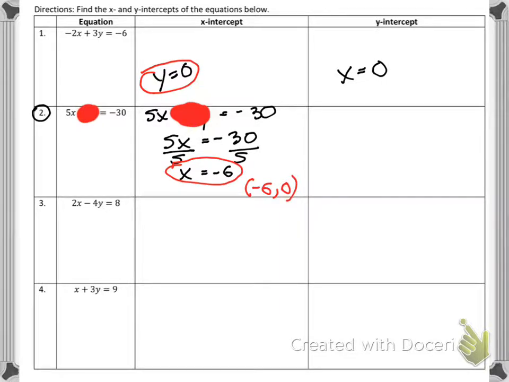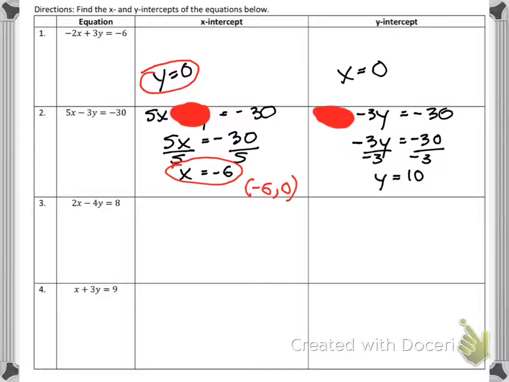Let's do the same thing over here to find the y-intercept. So we have 5x minus 3y equals -30. If I want to use the cover method, remember I can cover up the term that contains x. So I have -3y equals -30. Then I divide both sides by -3, and I find out that y is equal to +10. But wait, we have to put all of this information together as an ordered pair. So our x value is 0, our y value is 10, so our ordered pair is 0, 10.